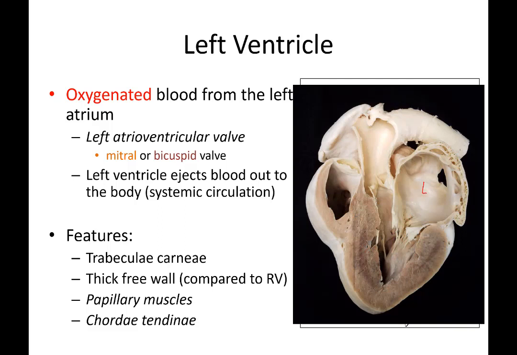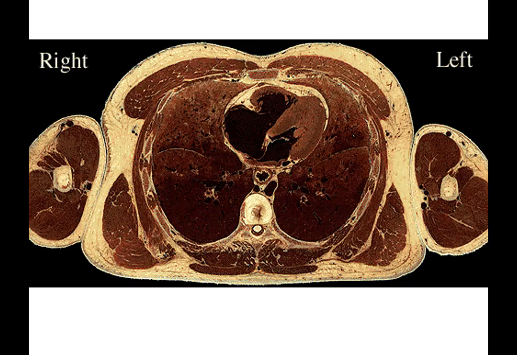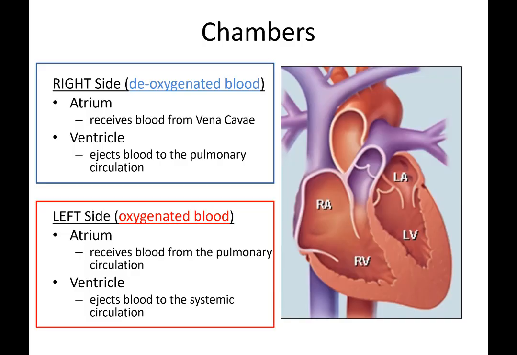We can see here is the left atrium, and this in here is the left ventricle. This here's the left atrioventricular valve, and the left ventricle, when it ejects, is going to send it up out the aorta there. In this view, we can see a very thick and prominent left ventricle compared to the right ventricle.